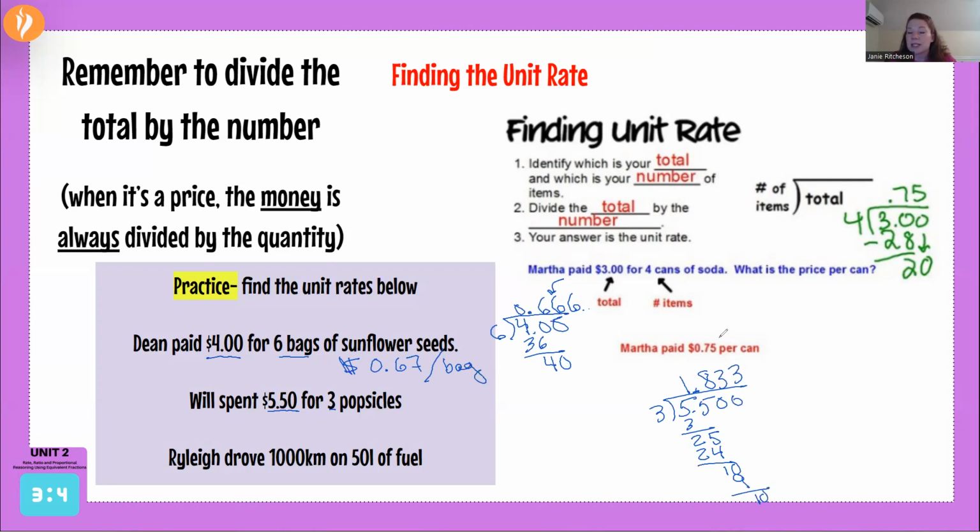Now, in order to round to the nearest penny, you have to go out to the thousandths place. A 3 does not make the 3 rise. It stays the same. So the answer is $1.83 per popsicle. All right, so those are both money, and the third one is not.